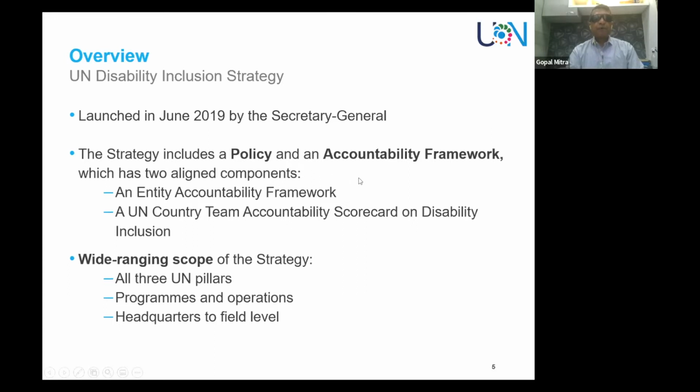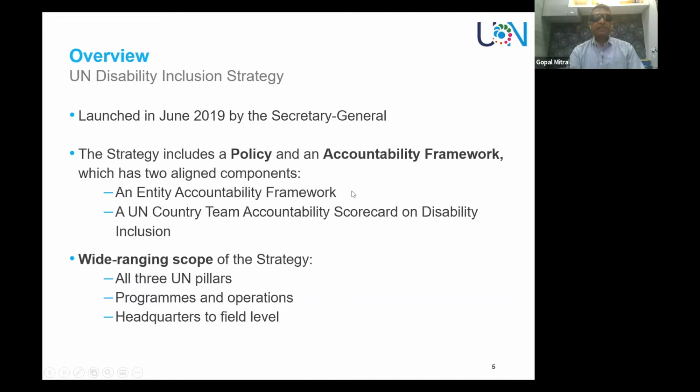The UN Disability Inclusion Strategy consists of 2 components. One is a policy which outlines the overall vision and commitment of the United Nations system to persons with disabilities. The second component is the accountability framework, which has 2 elements. One is an entity accountability framework, which we'll be focusing on mainly today, and the second is the UN country team scorecard. So the UN entities implement and report on the entity accountability framework, and UN country teams implement and report on the scorecard. Both report annually on their progress, and based on the reports, the Secretary General submits a report to the General Assembly every year on the progress being made on UNDIS implementation.